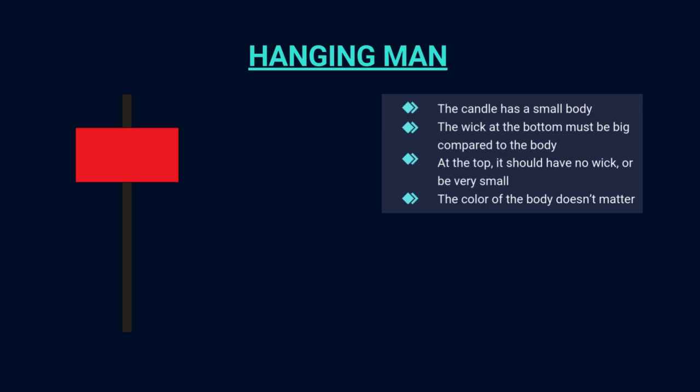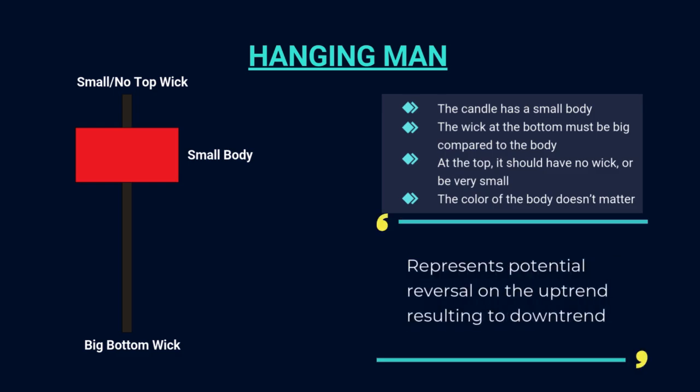Next is the hanging man. The overall shape of the hanging man looks quite similar to a hammer candlestick, which is characterized by a short or no wick on top of a small body with a long shadow underneath. The main difference is that a hammer candlestick leads to an uptrend, whereas the hanging man leads to a downtrend.